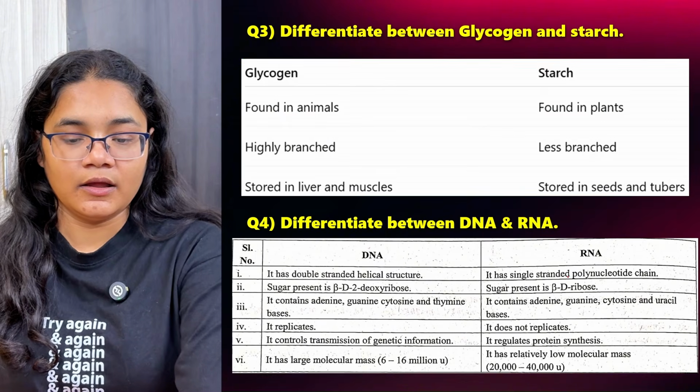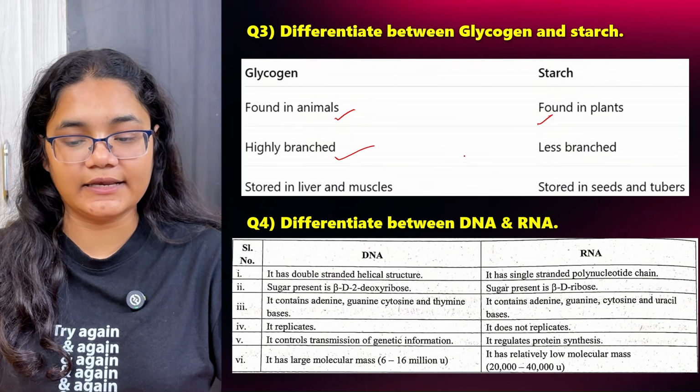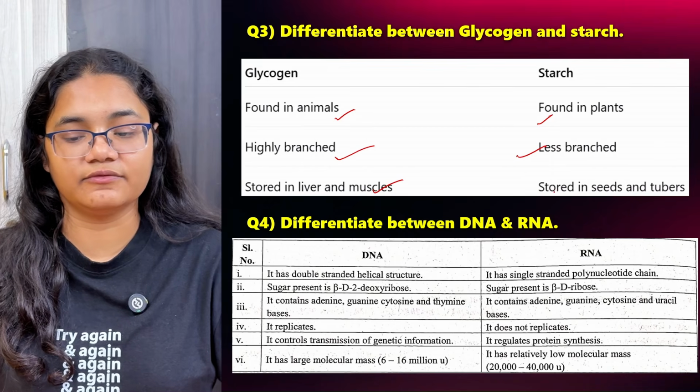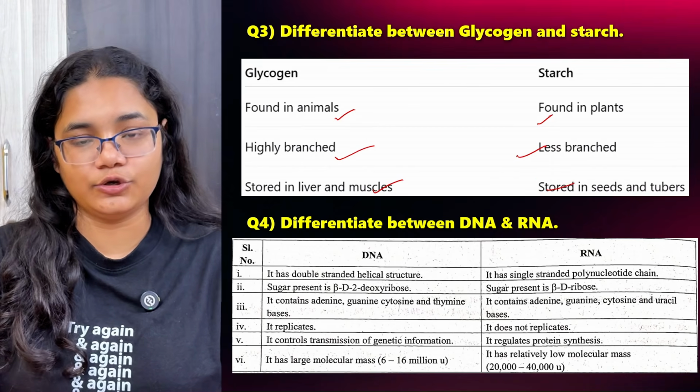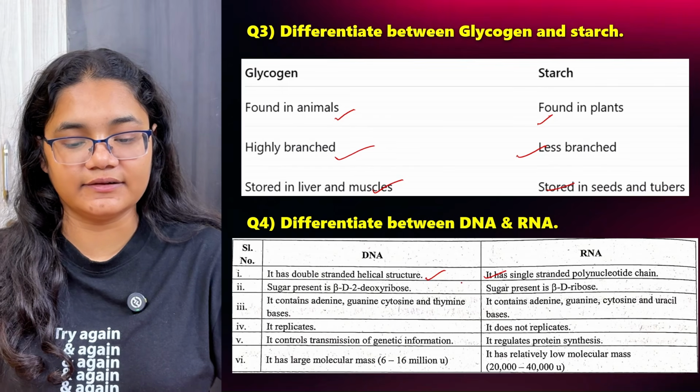Okay. Next is glycogen and starch. It is found in animals, found in plants, highly branched, less branched, stored in liver, and it is stored in seeds and tubers. Difference between RNA and DNA: it has a double-stranded, single-stranded.